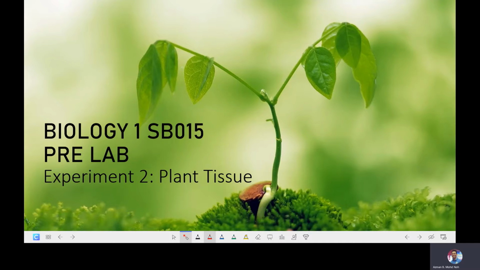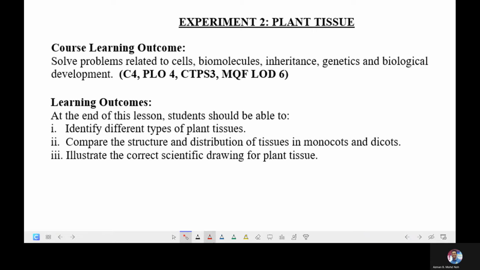Okay, hi semua. Now we will do the pre-lab session for experiment number 2 about plant tissue. These will be the learning outcomes, in which at the end of this lesson we should be able to identify the different types of plant tissues, compare the structure and distribution of the tissues in monocot and dicot plants, and illustrate the correct scientific drawing for plant tissue.